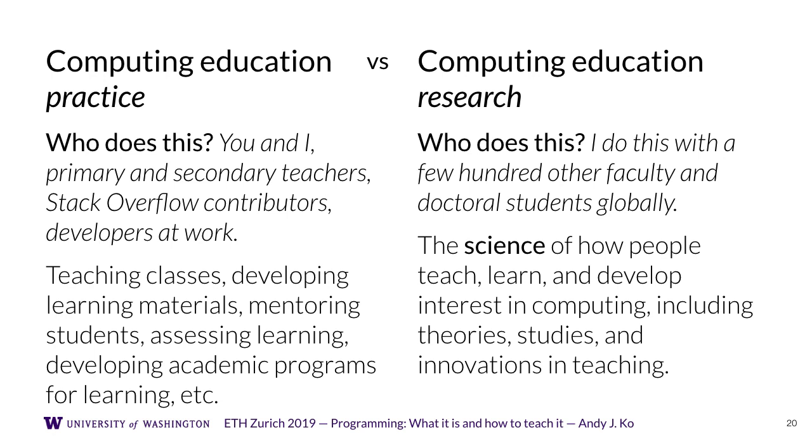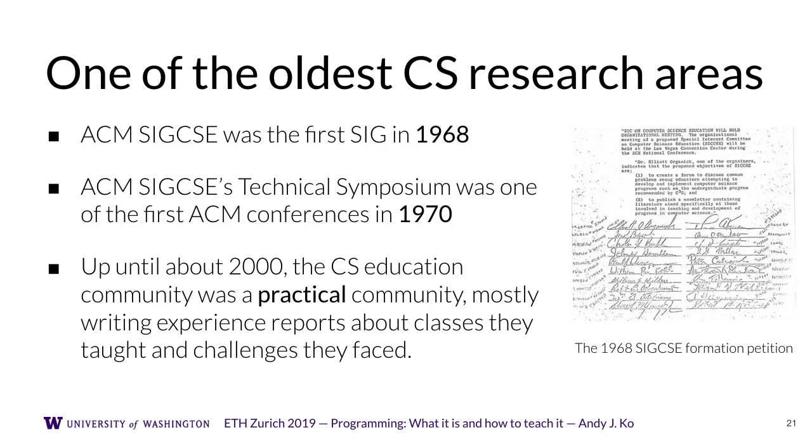And so these are really different activities, but the research really feeds into practice, just like in any other research domain. It turns out that computing education research is one of the oldest research areas in computer science. The ACM SIGCSE Special Interest Group was the first ACM SIG in 1968. The largest conference on this, the ACM SIGCSE Technical Symposium, was one of the first conferences in 1970. Here's a photograph of its signature charter.